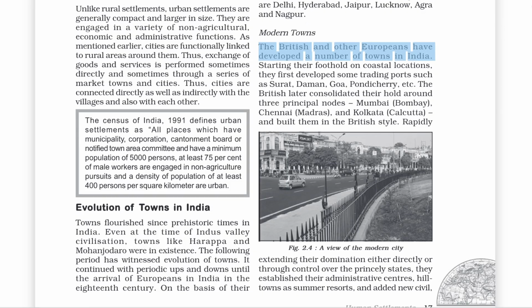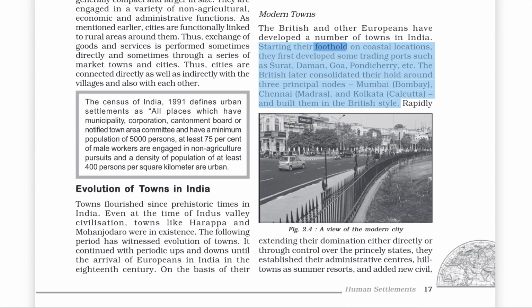Modern towns. The British and other Europeans have developed a number of towns in India. Starting their foothold on coastal locations, they first developed some trading ports such as Surat, Daman, Goa, Pondicherry, etc. The British later consolidated their hold around 3 principal nodes: Mumbai, Bombay, Chennai, Madras, and Kolkata, Calcutta, and built them in the British style.